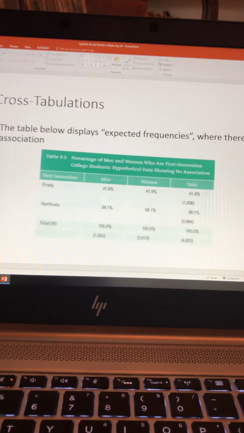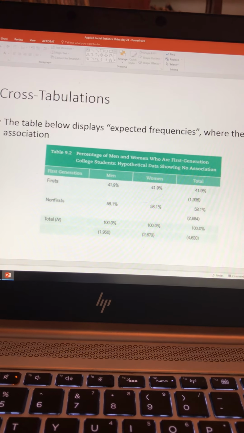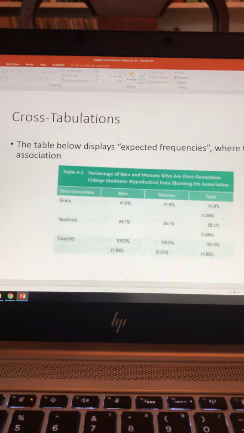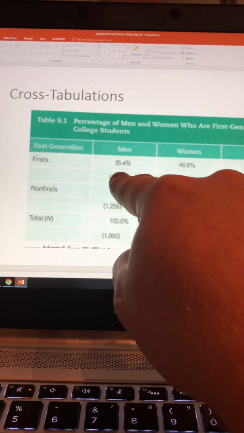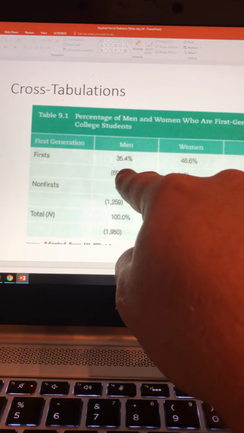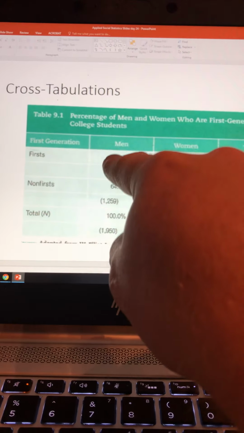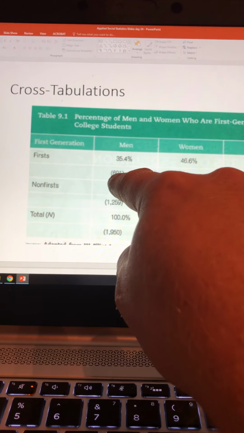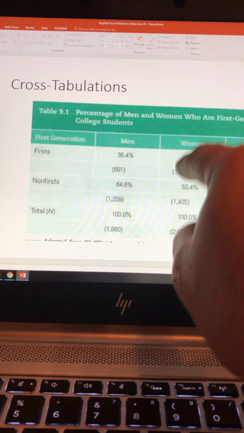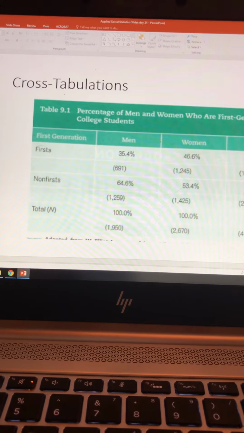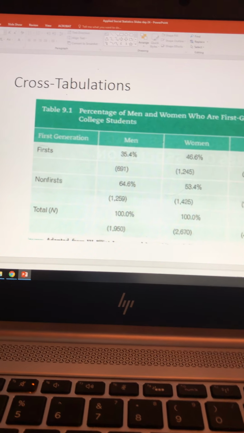So to calculate, again, wrong table. This is the observed number of first generation college student men, the observed number of first generation college students who are women. So that's the F observed. We're done. What we need to get is the F expected.